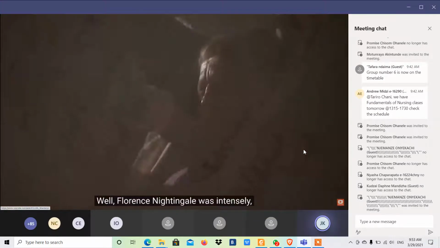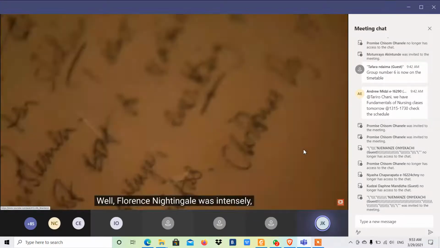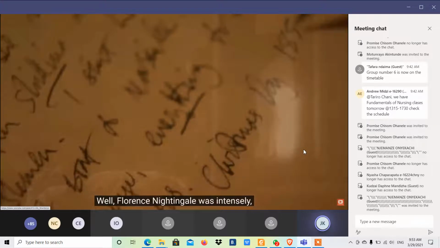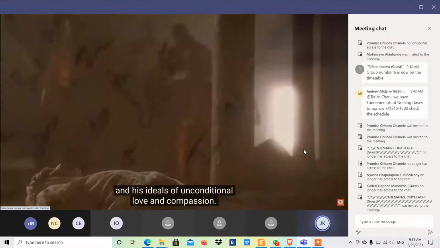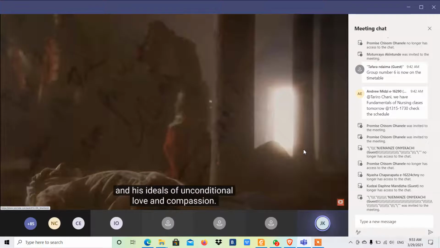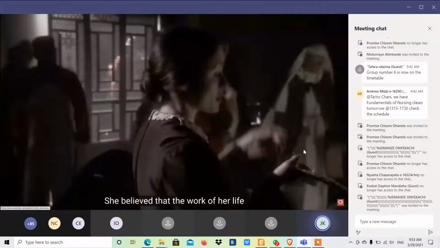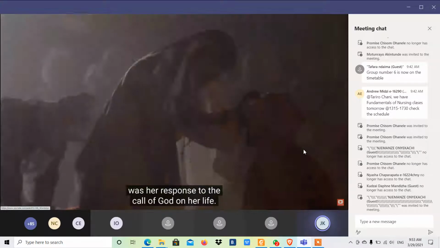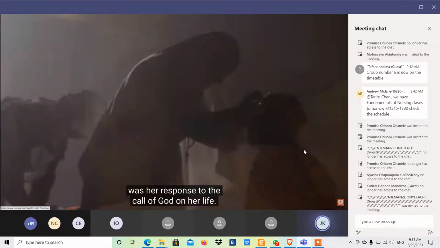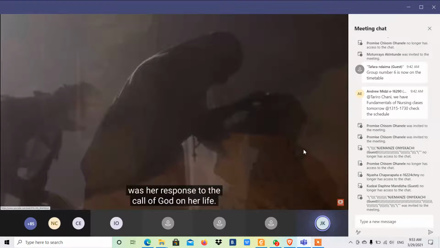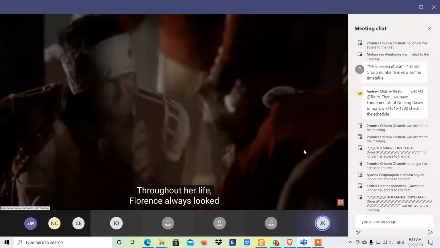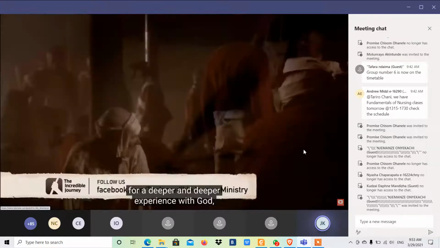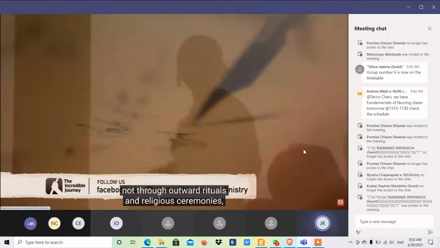Well, Florence Nightingale was intensely personally devoted to Jesus Christ and his ideals of unconditional love and compassion. She believed that the work of her life was her response to the call of God on her life. Throughout her life, Florence always looked for a deeper and deeper experience with God, not through outward rituals and religious ceremonies, but through the transformation of her heart.